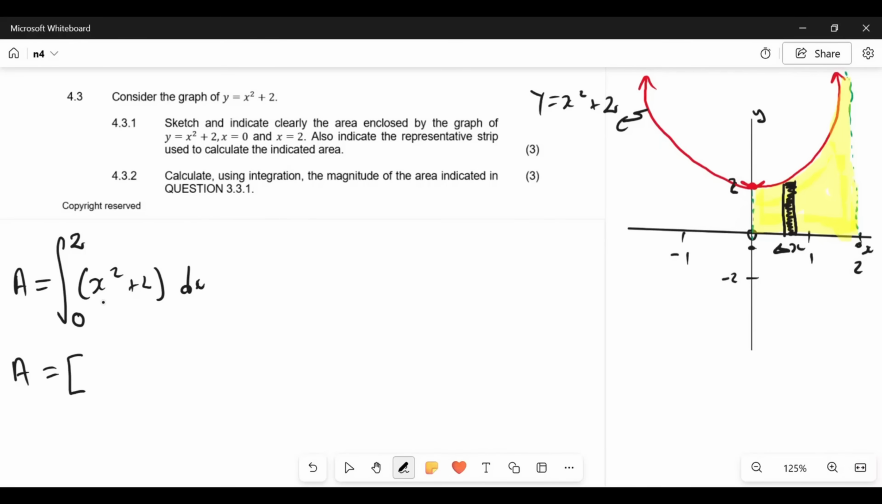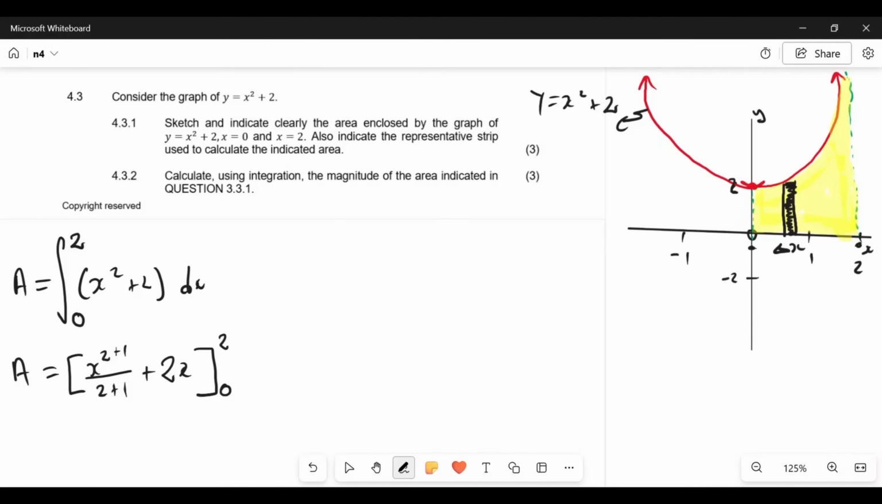So when we integrate x squared, this is going to be x to the power of 2 plus 1 divided by 2 plus 1, right? Plus 2 is a constant. Remember, when we integrate the constant, we just multiply by the variable we are integrating with. In this case now, it's x. So this is going to be 2x. Then we close the bracket. Then we have the upper limit, which is 2, and the lower limit, which is 0.